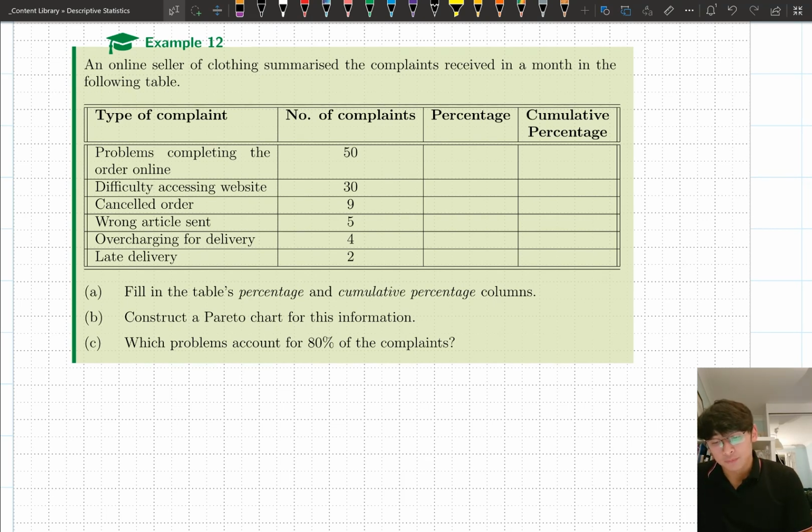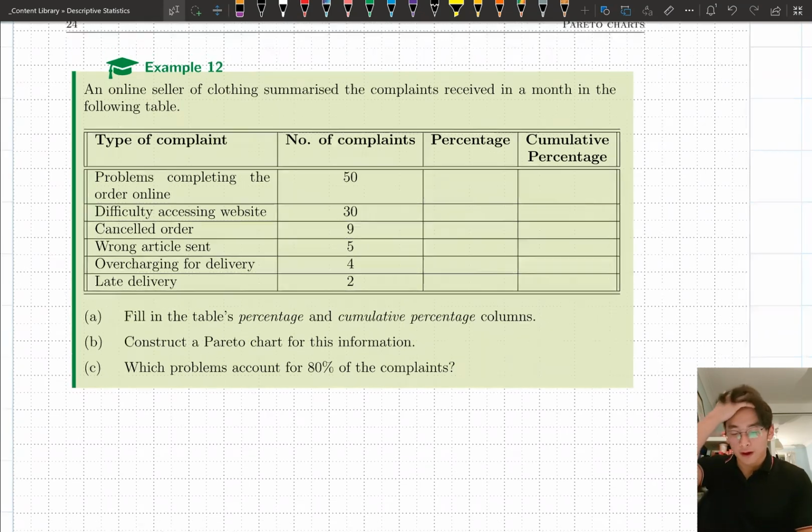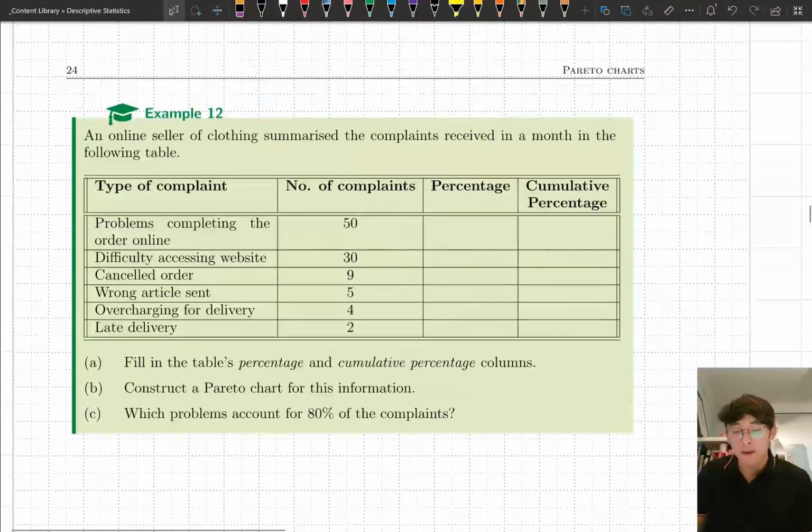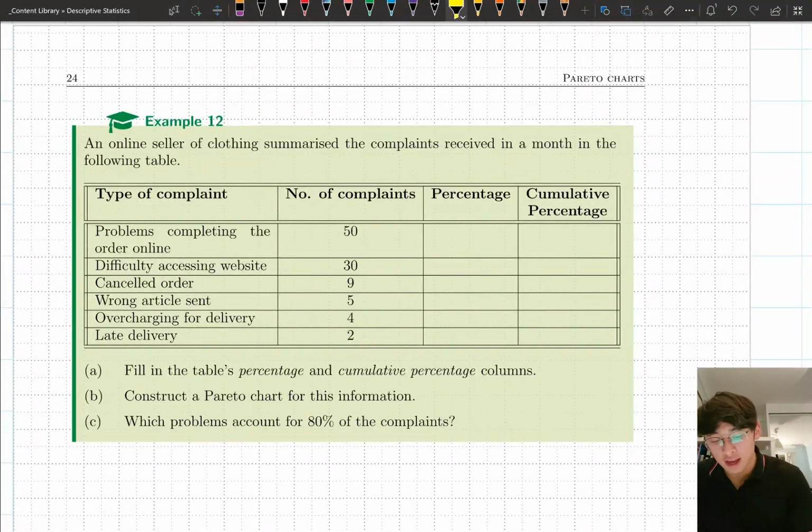First part A. We want to fill in the table's percentage and cumulative percentage columns. What we want to do is find out what percentage each one of these particular complaints makes up of the total number of complaints. In order to do that, we need to find out how many complaints were made all together. So to find that, I'm just going to add all of these together.